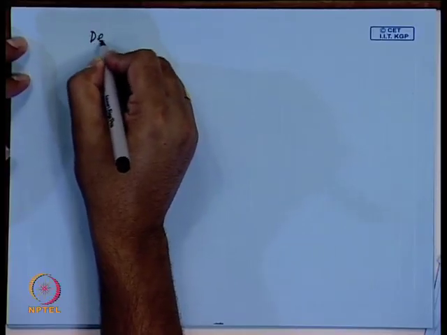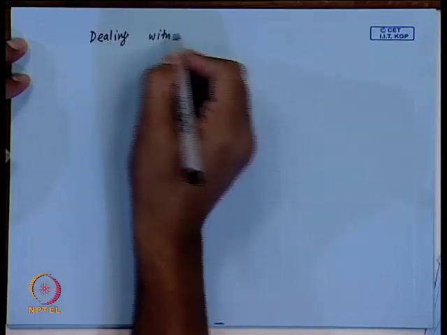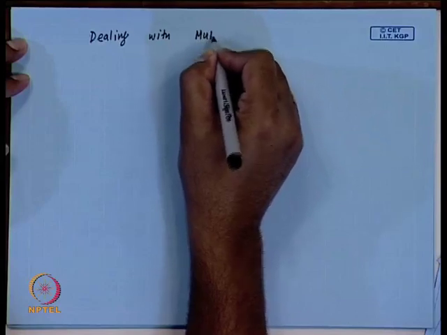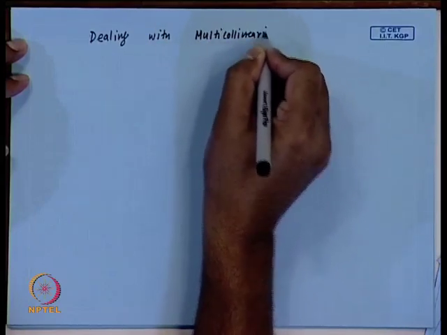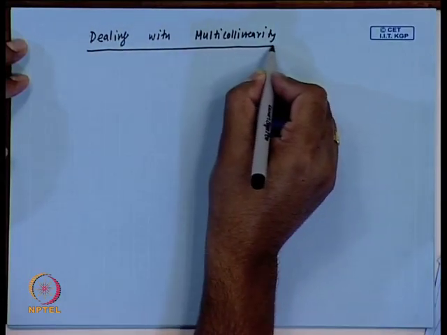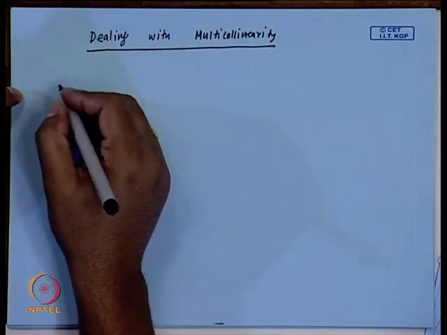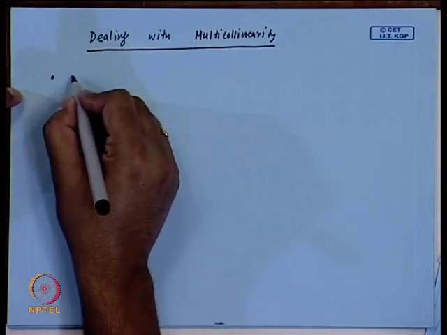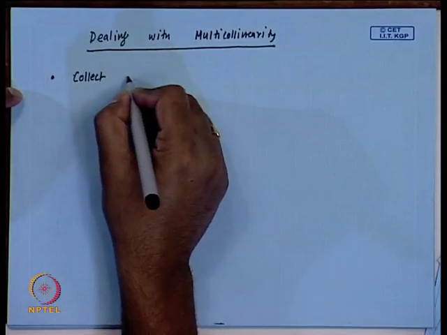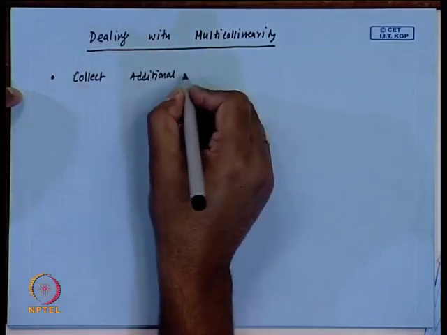Okay, so next we'll be talking about what to do if you detect that there is multicollinearity in the data, that is, how to deal with multicollinearity. We'll be talking about several techniques to deal with multicollinearity, right? So, dealing with multicollinearity: the first technique is to collect additional data.